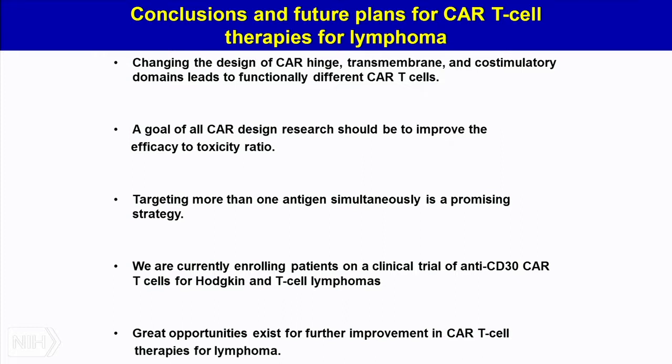A goal of CAR research is to improve the efficacy to toxicity ratio. Targeting more than one antigen simultaneously is a promising strategy. So that's one thing we're working on now. We can make T cells that can target two different antigens at the same time, like target CD20 and CD19 simultaneously. We also have a clinical trial of anti-CD30 CAR T cells for Hodgkin lymphoma. Great opportunities exist for further improvements in CAR T cell therapies for lymphoma.